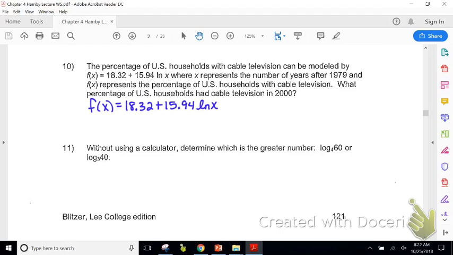So, am I looking for X or Y? Or X or F of X? F of X. And so, I need to plug in X. Well, what is X going to be if I'm looking for the percentage in the year 2000? Yeah, 2000 minus the 1979. So 21 is going to be our X value then. So we're just looking for F of 21.